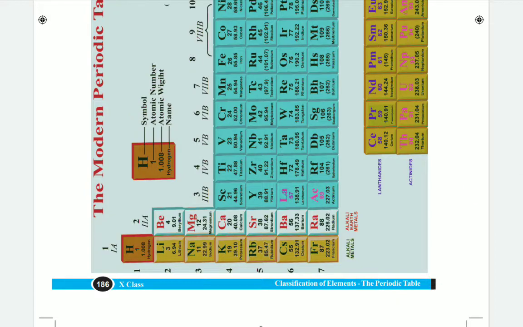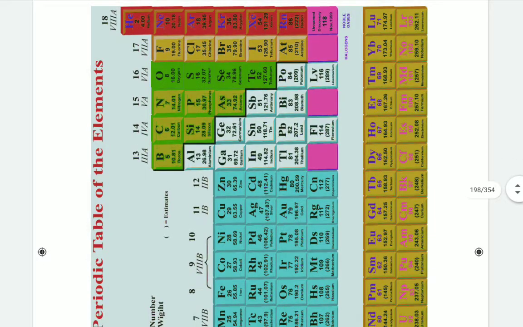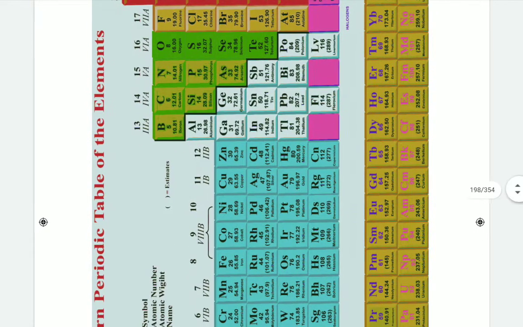So according to the number of main shells, the elements are present in each period. For example, in the second period you can see lithium, beryllium, boron, carbon, nitrogen, oxygen, fluorine, and neon. In the second period we have 8 elements, and they are present in the second main shell.